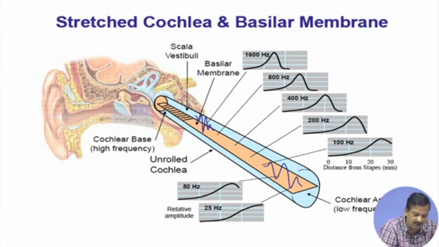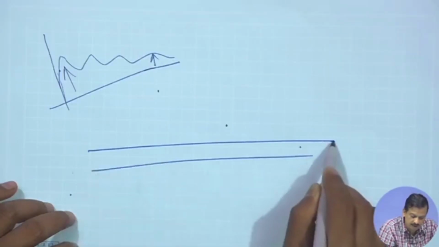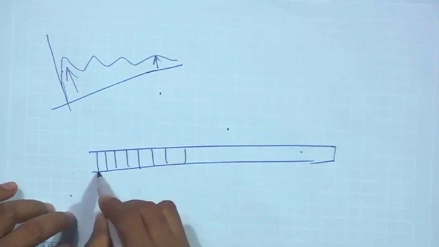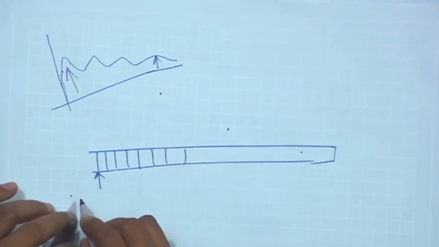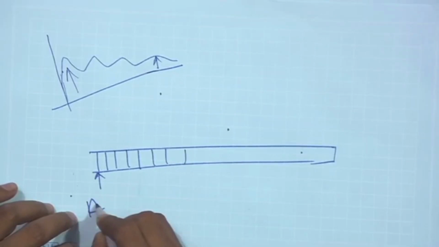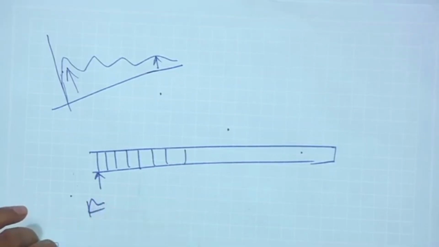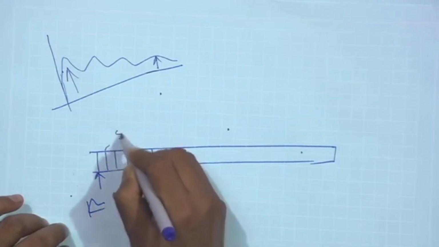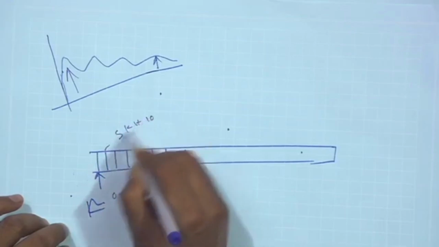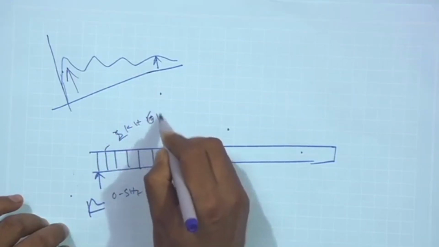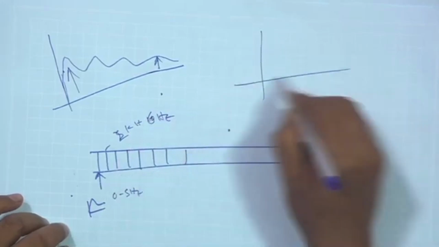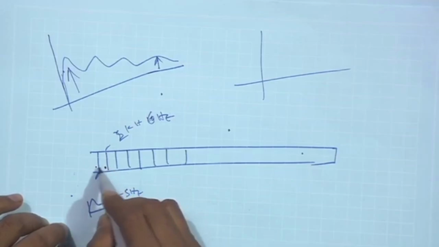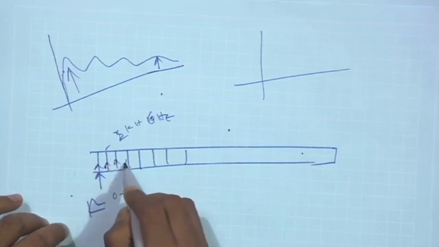Now, each sensor is responsible for a particular frequency range. So this is the basilar membrane, divided with these sensors, and each sensor is responsible for a particular frequency band. Let us say this one perceives 0 to 5 hertz, this one 5 hertz to 10 kilohertz, or 2 hertz to 6 hertz. So an overlapping frequency band is perceived by each and every sensor.